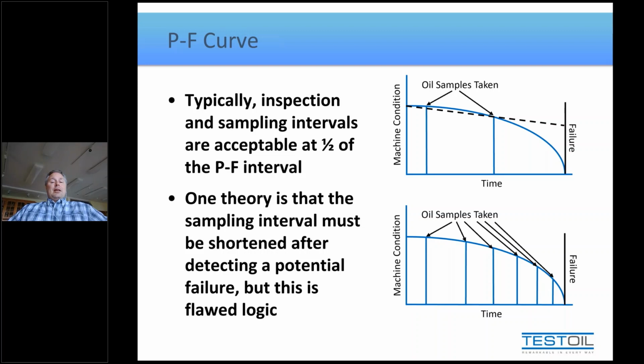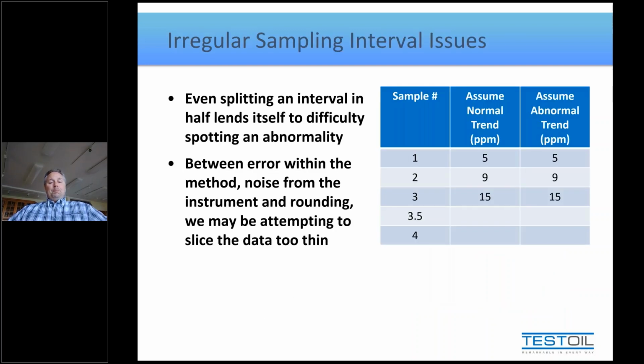And just to give you a quick explanation on that, let me show you some data. Imagine our data from sample 1 to sample 2 to sample 3 goes from 5 ppm to 9 ppm to 15 ppm. Let's predict what the results would look like at sample number 4, assuming that data is normal, and then assuming that data is abnormal. Then let's also imagine what would happen if we reduced the interval by half, if we decided to take a sample a bit sooner because we were a bit concerned about this data.